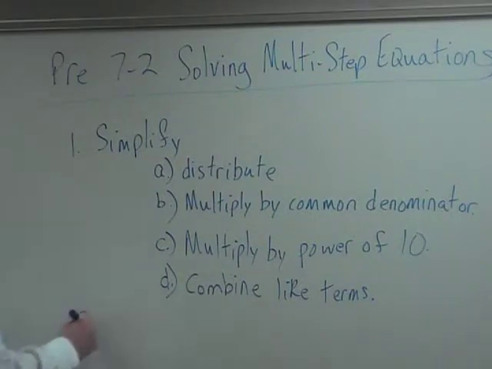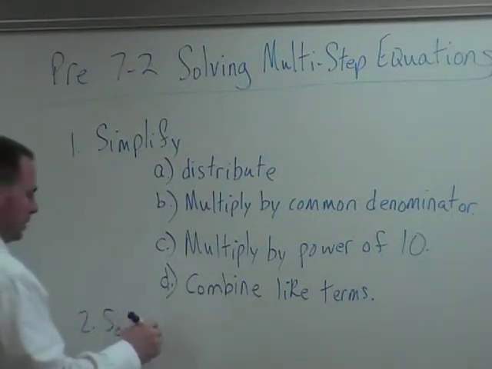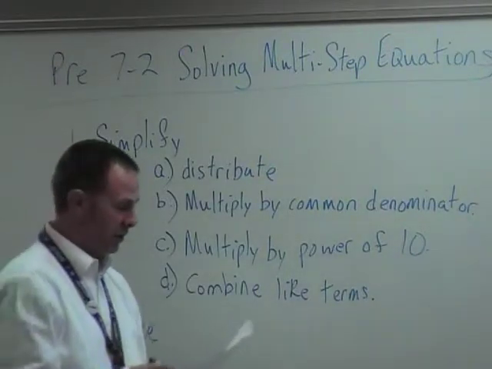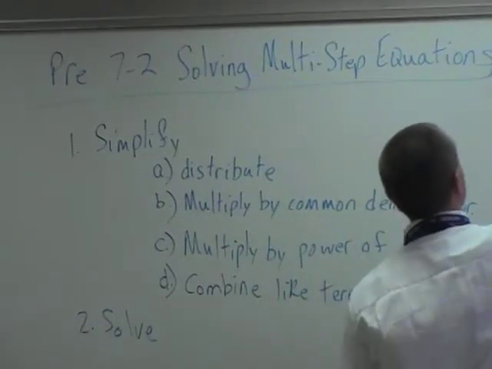So I'm going to give you an example of how to do all that stuff. And then 2, solve it. And that's what you did yesterday. If you had an equal sign in your problem yesterday, you combined your like terms, you did all this stuff on each side of the equal sign, and then you solved it. Okay, so it's a lot like yesterday. All right, so let's look at a few examples.